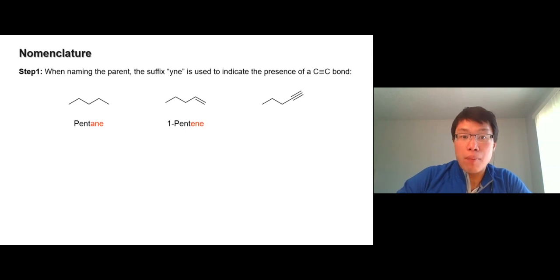When you see a triple bond, or an alkyne, we use the suffix "-yne" at the end of the name. Let's take a look here. An alkane we call pentane, 5 carbons. An alkene we call pentene. An alkyne we call pentyne, 1-pentyne, or pent-1-yne. Put the 1 in between right there.